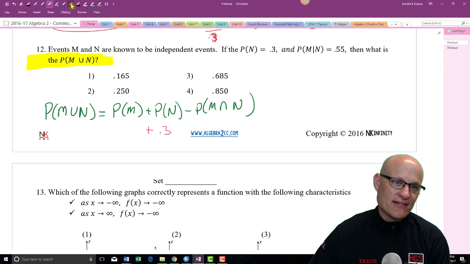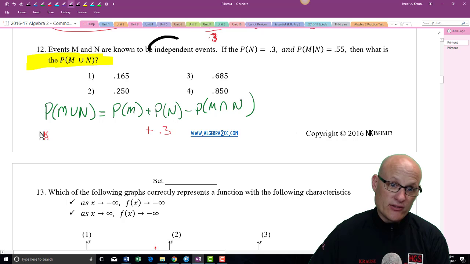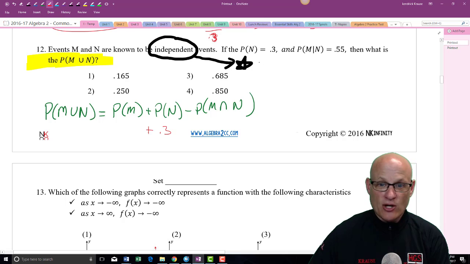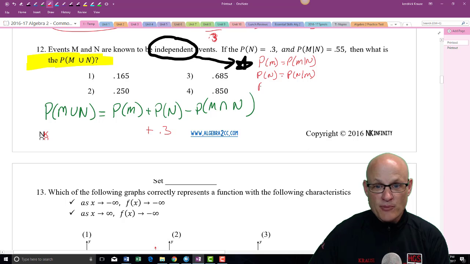Okay. Guys, and girls, and everybody else, please remember, independent. I don't care who you are watching. Independent. Independent tells you a lot of stuff. It tells you that the probability of M is equal to the probability of M given N. It tells you the probability of N is equal to the probability of N given M. It tells you the probability of M and N.